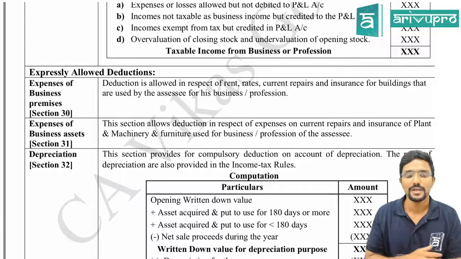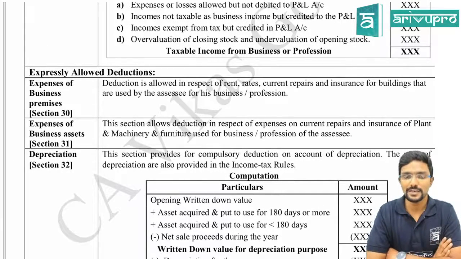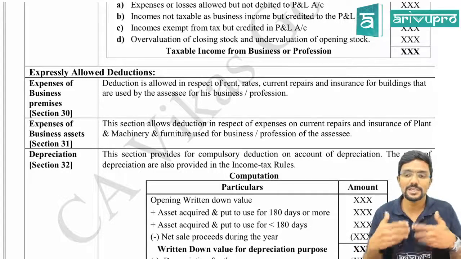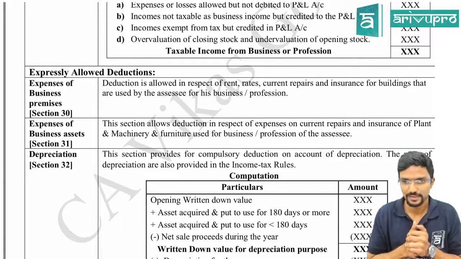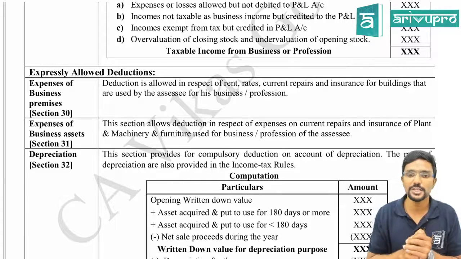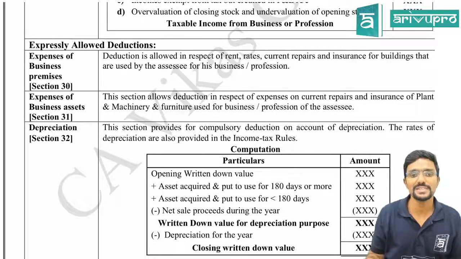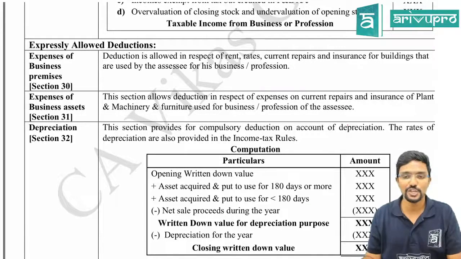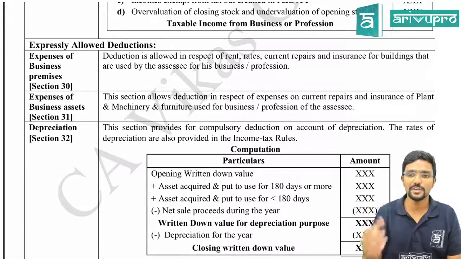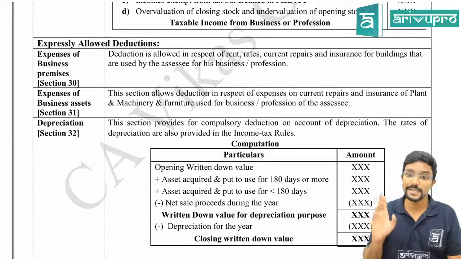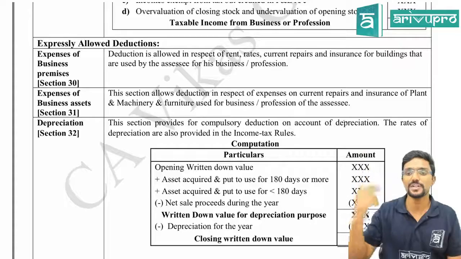Section 30. Any expenses incurred for the purpose of business premises, that is building, which is revenue in nature, can be claimed. Agree? If it is capital in nature, you can claim depreciation on building, guys. Then expenses on business assets like plant and machinery, furniture, equipment and all, if it is revenue in nature, you can claim under section 31. If it is capital in nature, capitalize that and claim depreciation on that.